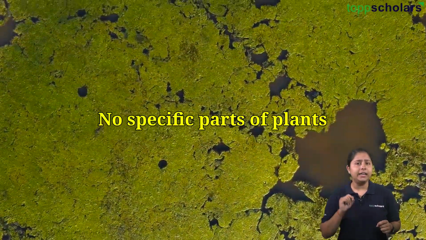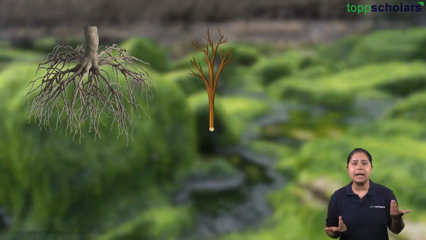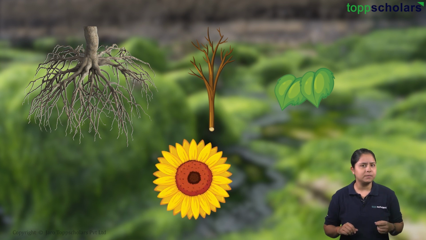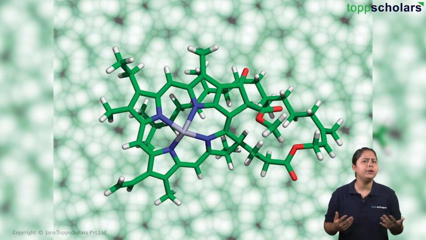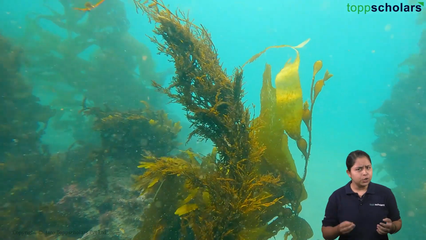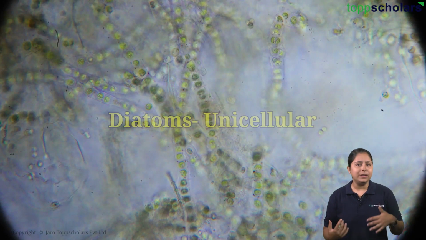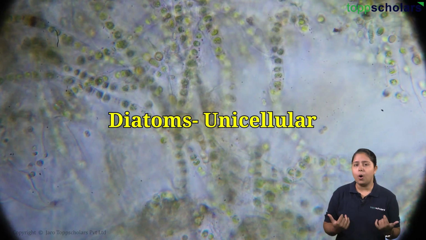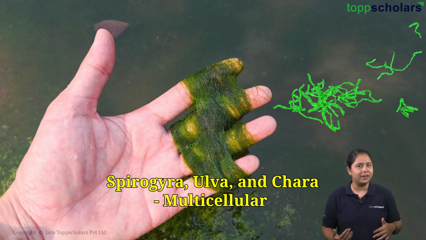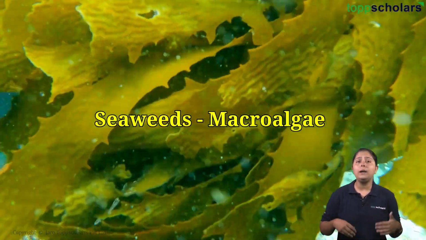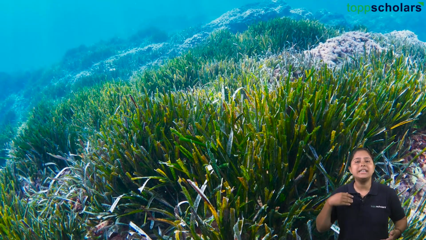Technically, algae don't have specific parts of plants like root, stem, leaves and flowers. But they do have chlorophyll and hence they can produce their own food. They usually have a soft and fiber-like body. These may be unicellular like diatoms or multicellular like Spirogyra, Ulva and Chara. Seaweeds are called macroalgae and these have structures resembling plants.